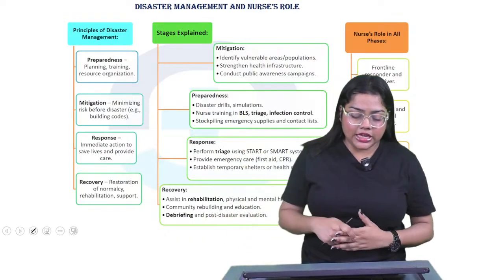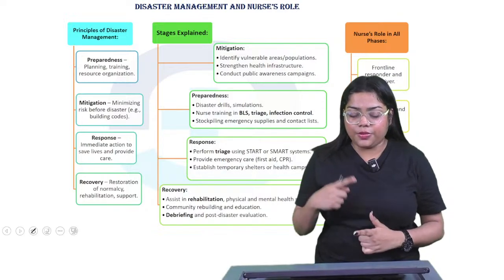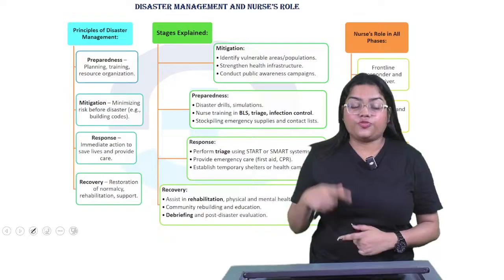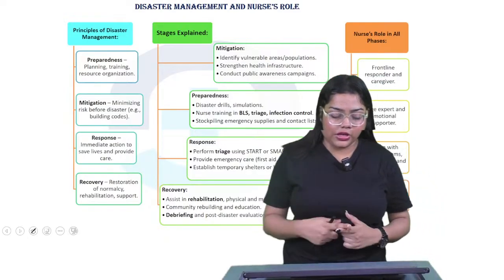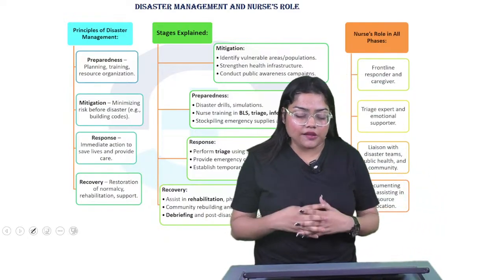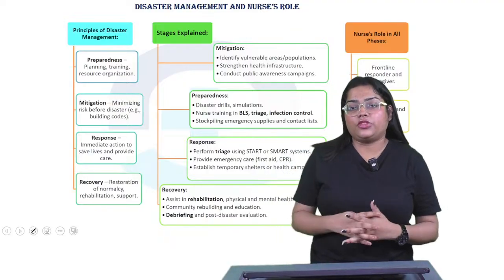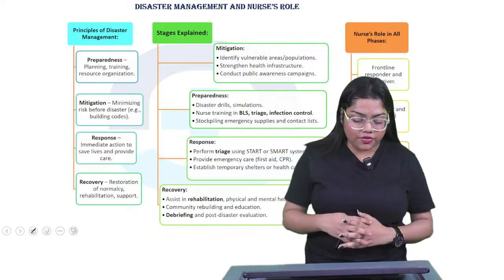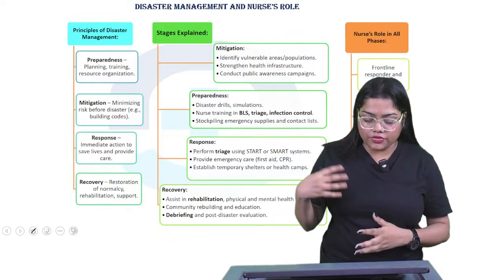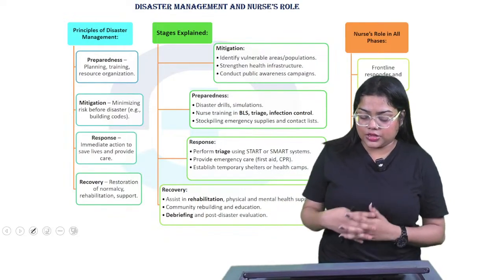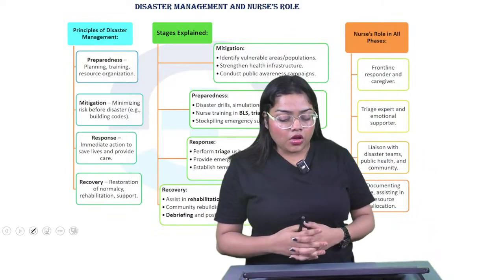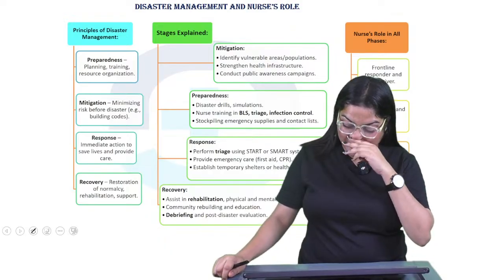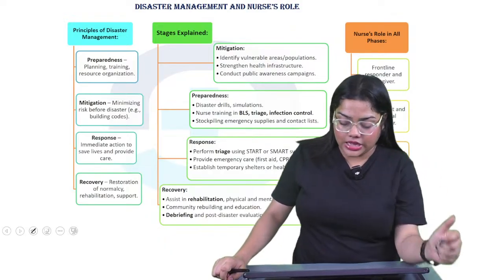In the mitigation, we have to minimize the risk before the disaster, not after the disaster happens. Then response, when the disaster happens, we have to give immediate action to save life and provide care to the victims or the casualties. Then recovery, we have to restore normalcy and provide rehabilitation and support to the casualties. Then stages. Now in the mitigation, what do we actually do as a nurse?